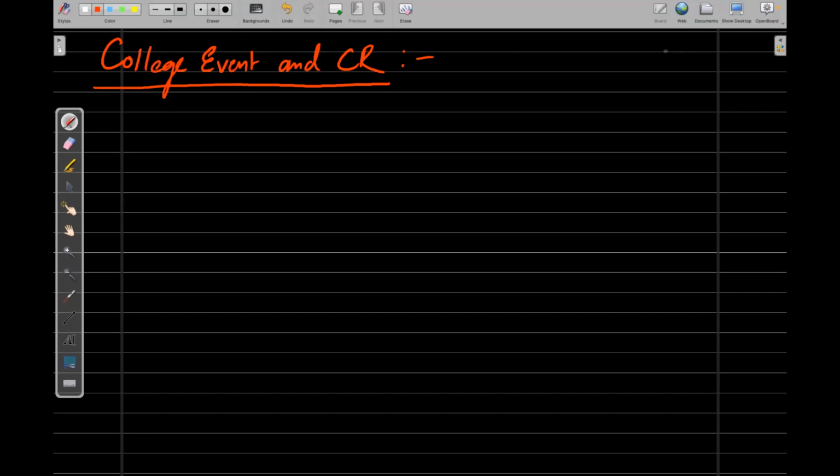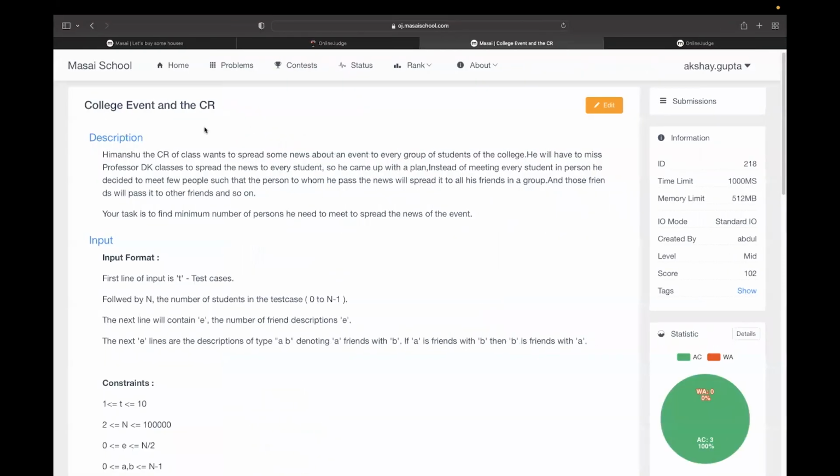So now let's move to the description part. Here, Himanshu, the CR of class, wants to spread some news about an event to every group of students of the college. He will have to miss Professor DK's classes to spread the news to every student.